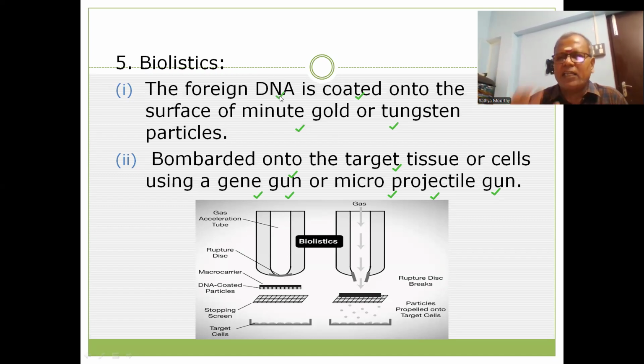Here the foreign DNA, the gene of interest, is coated with minute gold or tungsten particles. And then through this gene gun, it is introduced into the host. This is called the biolistics or gene gun method. Here, see, this is the gene gun. Through this, the foreign gene is introduced, and this is the target cell. Target cell means a host cell. The donor or gene of interest is introduced into the host by using a gun.